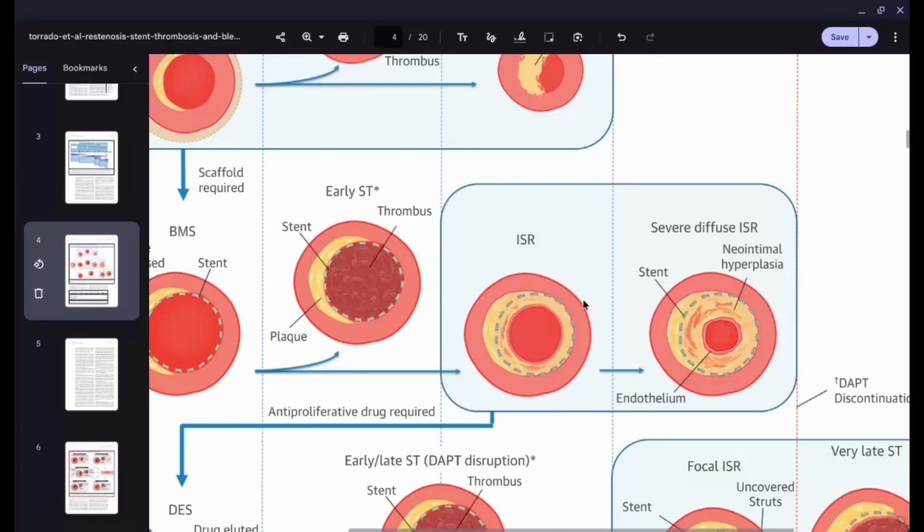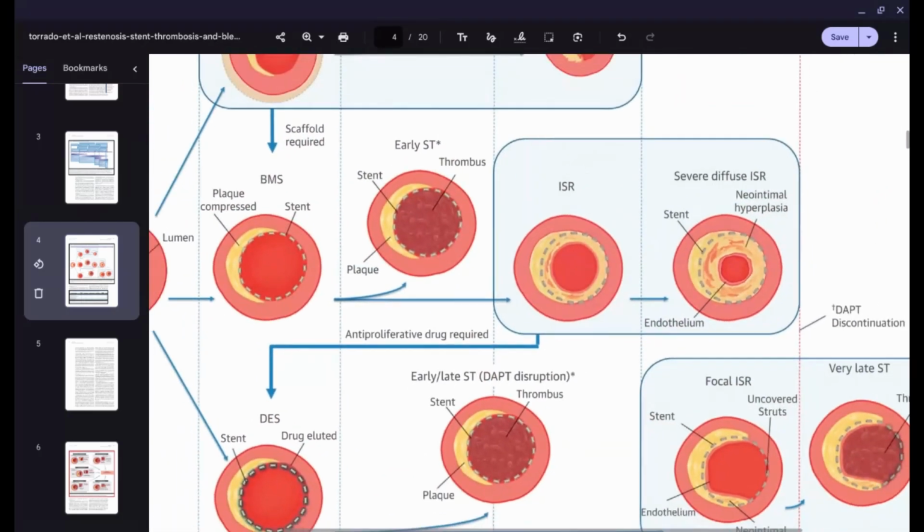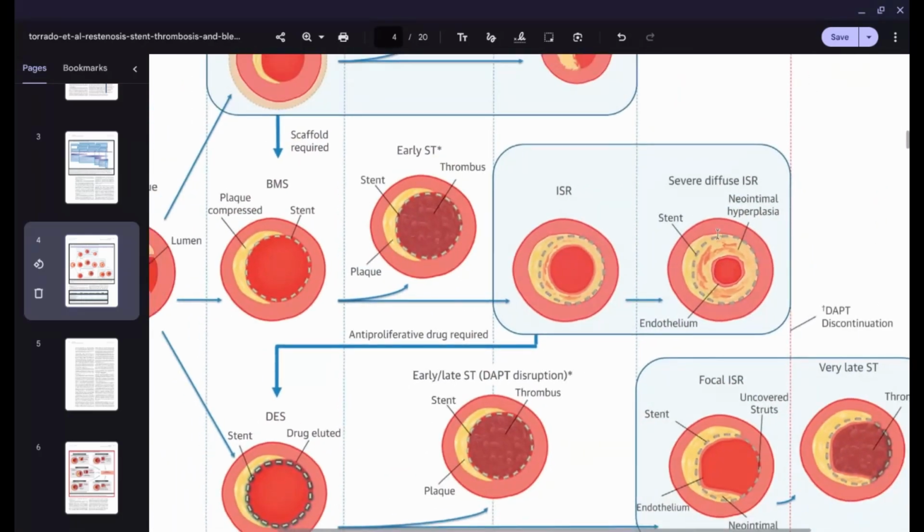And one of the common observations is that a particular layer in the wall, the intima, specifically enlarges. That is referred to as intimal hyperplasia. In this case, it is neointimal hyperplasia, that is intimal hyperplasia after putting a stent. So this is severe diffuse ISR. Of course, this in-stent restenosis is quite severe. This is diffuse, throughout the stent, not at all localized in any particular direction, right?